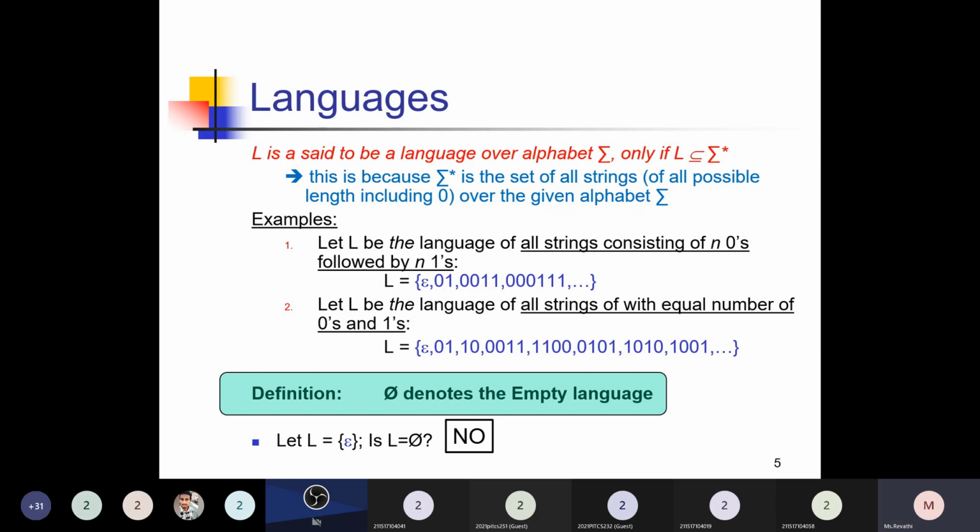Okay, and then coming to the language, it is a collection of strings here, consisting of n number of zeros followed by the same n number of ones. This is the condition. So based on this constraint, we have to construct the language.